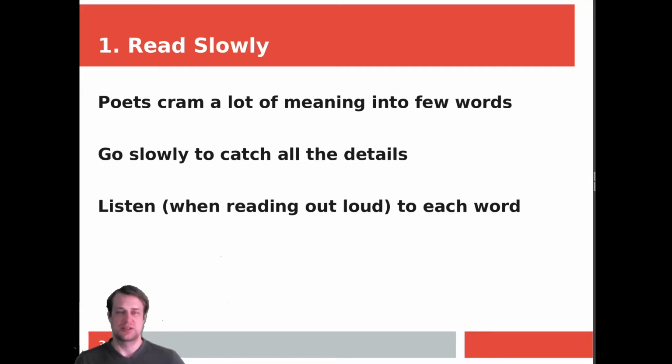To dig a little deeper into these, first, read slowly. Poets, as a group, have one of their tasks to cram a lot of meaning into very few words. They have to be very efficient with their language, and this is something that you are going to be asked to do as well. So it's important that you read slowly to try to catch all of the details. Why did they use this word instead of this similar word? What does this particular word actually mean in this context? So it's good to go slowly so you can catch all of those.